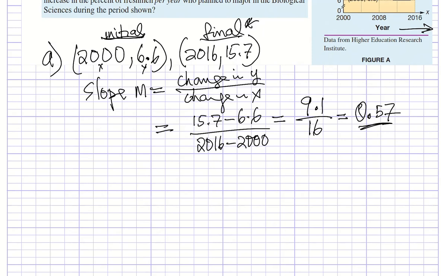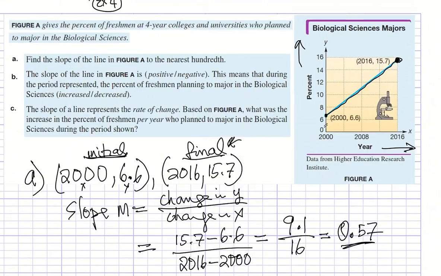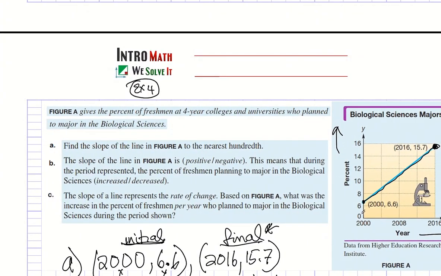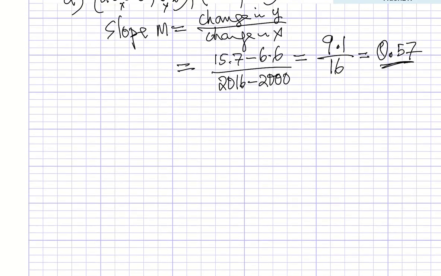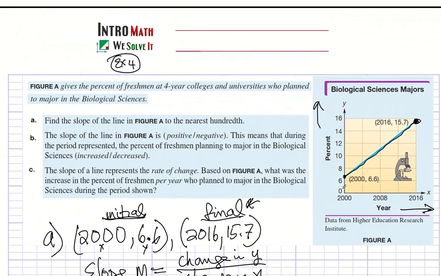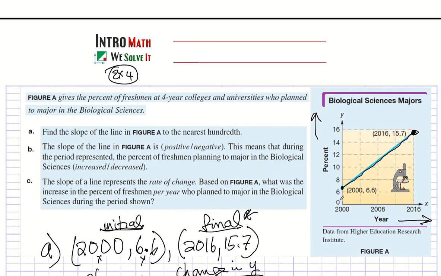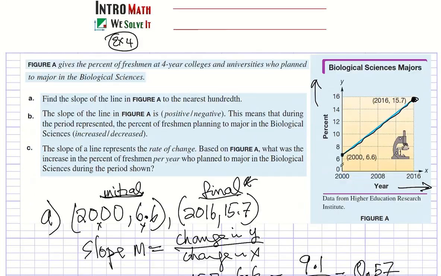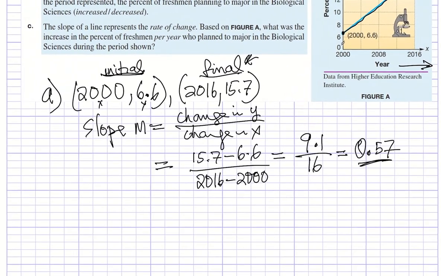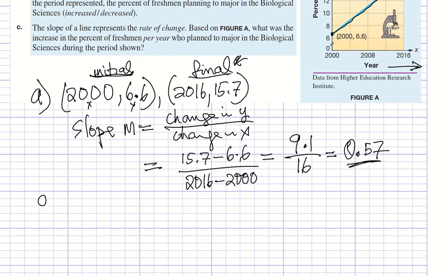Now, what is the next question? The slope of the line in figure A is positive or negative. The slope is positive, it's not negative. So this means that during this period, the percentage of freshmen who plan to major in biology increased because the slope is positive. That's all they're saying there.